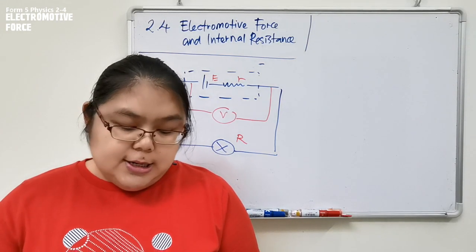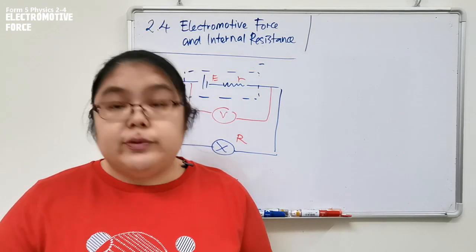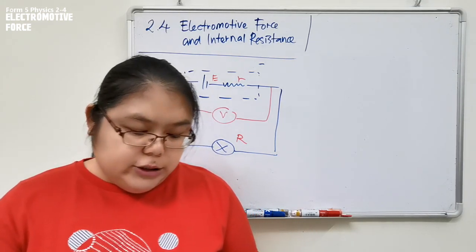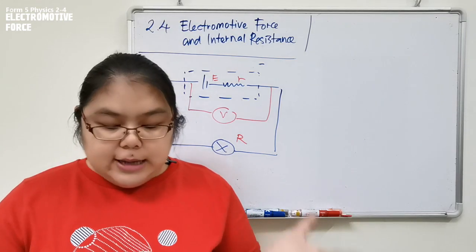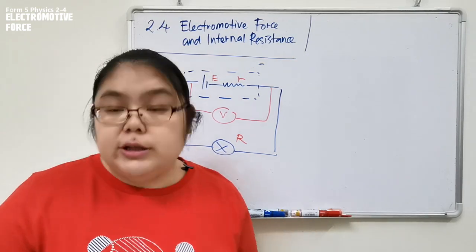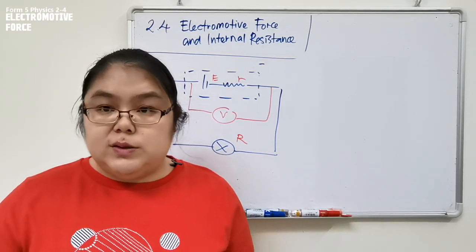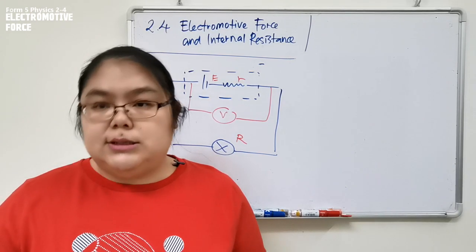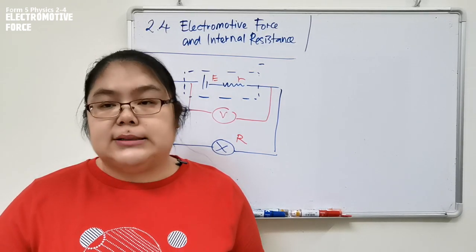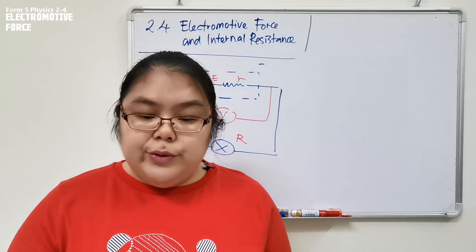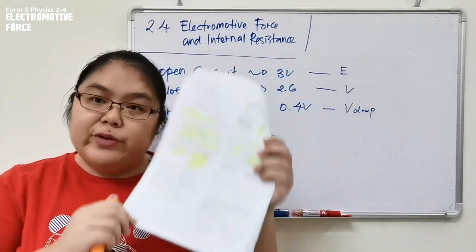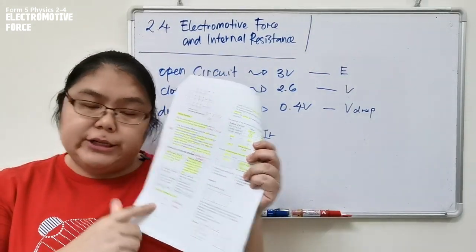What are the differences? Then we continue with the relationship, relating to what we learned today: EMF, potential difference, current, internal resistance, and also the resistor, which is external. Let's see how we create the formula. Come, let me start with the relationship.